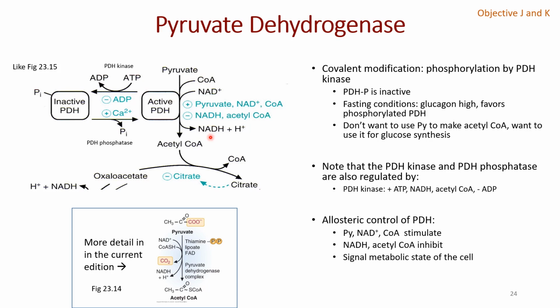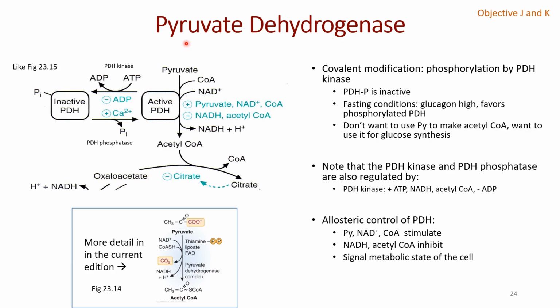So if the NADH level inside the mitochondria is high, you don't need to make more NADH. NADH becomes a negative allosteric modulator of this PDH enzyme. It will shut it down. Or if you have a lot of oxidized NAD+, that's going to be a signal saying, hey, I've used up all my NADH, I need more. And NAD+ becomes a positive allosteric modulator.